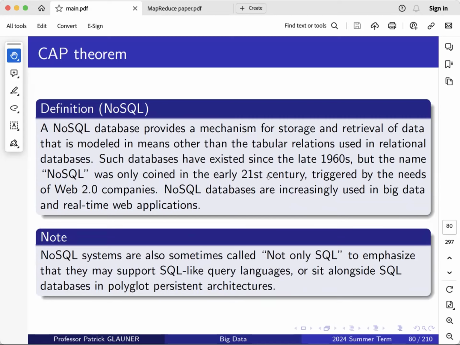However, such databases have actually existed since the late 1960s. So they're actually nothing fundamentally new. However, they have become more popular in order to handle big data in the last 15 years or so. These NoSQL systems, as I said, are a huge and very diverse set of approaches and architectures.